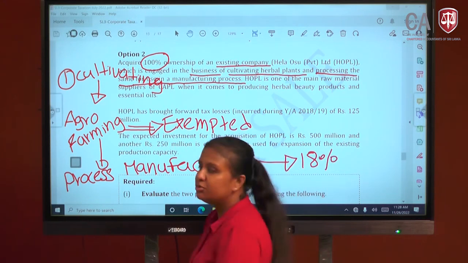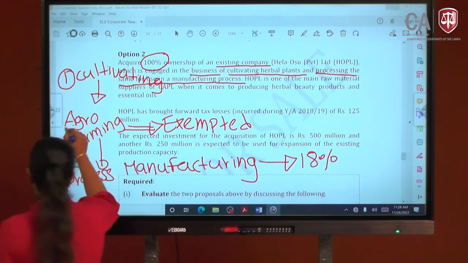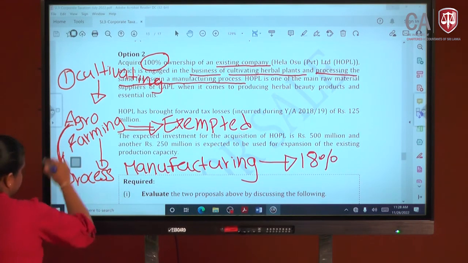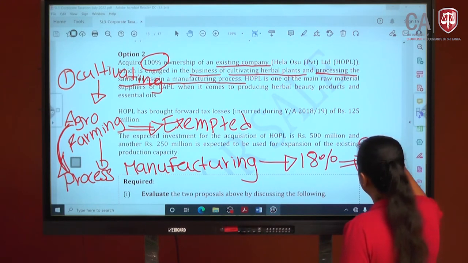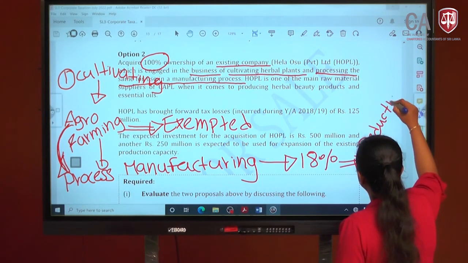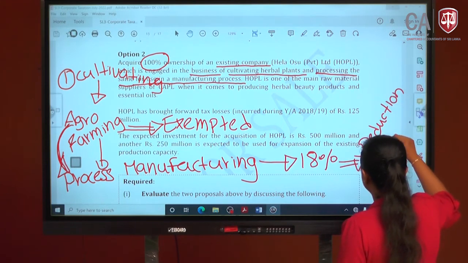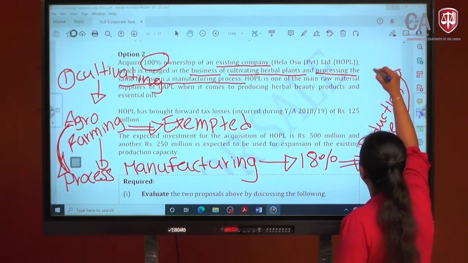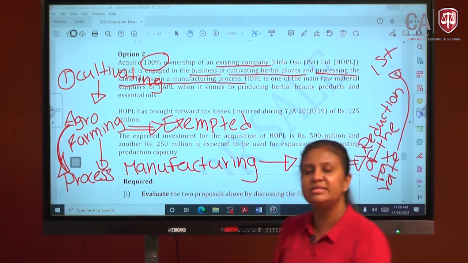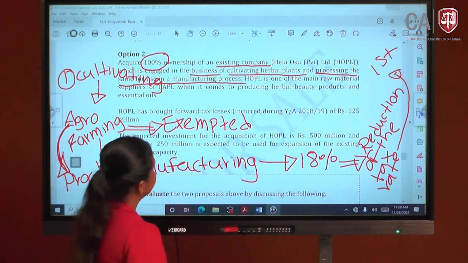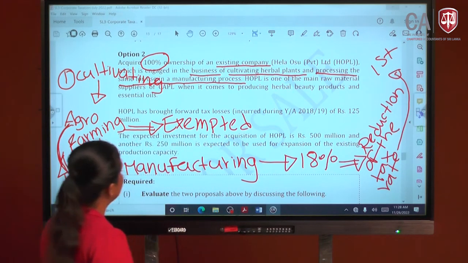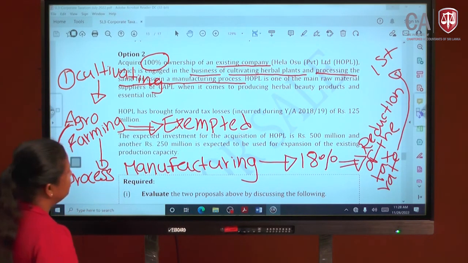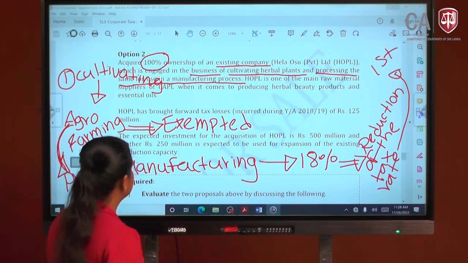But if they are using their own agricultural products for the manufacturing, then there is a reduction of the tax rate to 25%. Reduction of the tax rate as per the first schedule. You have to take all these things together. HOPL is one of the main raw material suppliers of CAPL when it comes to producing herbal beauty products and the essential oil.